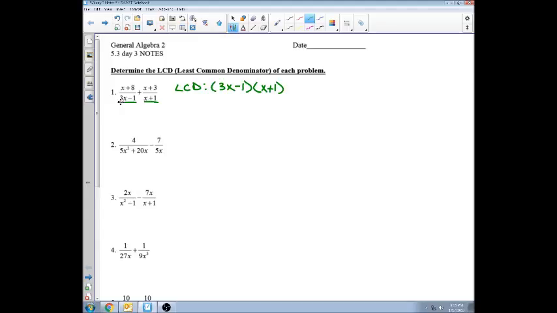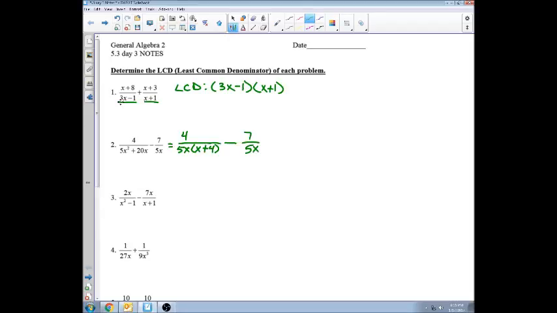Number 2, I have 5x squared plus 20x. 5x squared plus 20x. I want to see if I can factor that. I can factor 5x squared plus 20x by taking out a GCF of 5x. That will leave me with x plus 4. Now that I have x plus 4, I need to put my other fraction in there. So minus 7 over 5x.